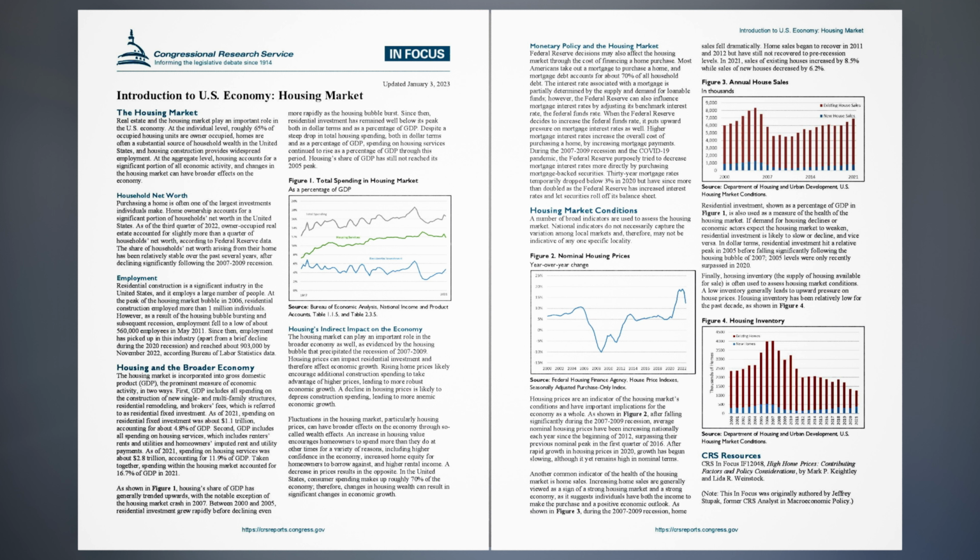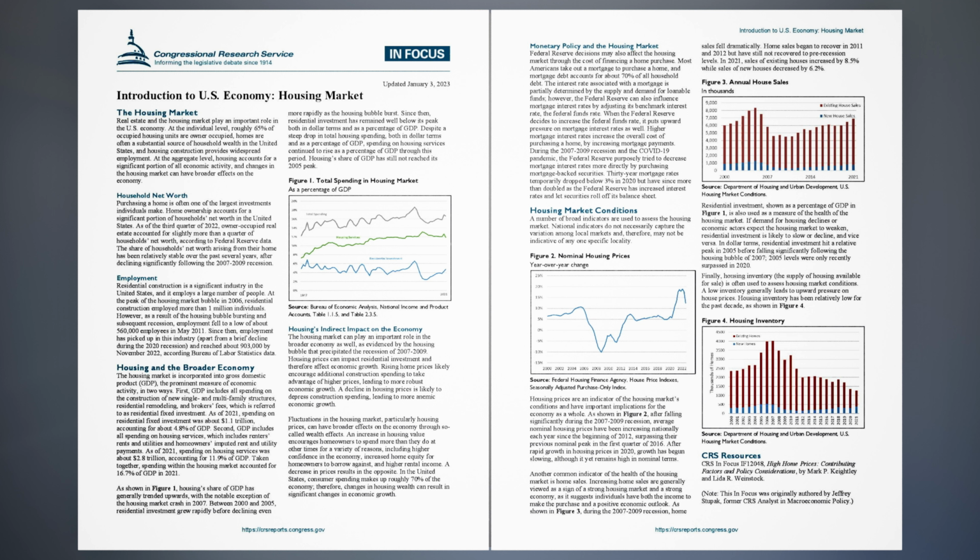Housing and the broader economy. The housing market is incorporated into gross domestic product, GDP, the prominent measure of economic activity, in two ways. First, GDP includes all spending on the construction of new single and multi-family structures, residential remodeling, and brokers' fees, which is referred to as residential fixed investment. As of 2021, spending on residential fixed investment was about $1.1 trillion, accounting for about 4.8% of GDP.